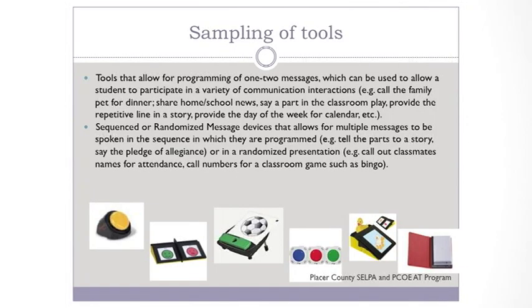So this is just a sampling of the kinds of tools that we're looking at. Many of these are familiar to most of you. They're available in a lot of different classrooms. They're tools that typically allow for programming 1 or 2 messages to get those participation activities across the day, or they're sequenced or randomized messages, so kids are able to do things like say the Pledge of Allegiance in sequence, or tell the parts of the cooking activity that you're engaging in, a variety of things.